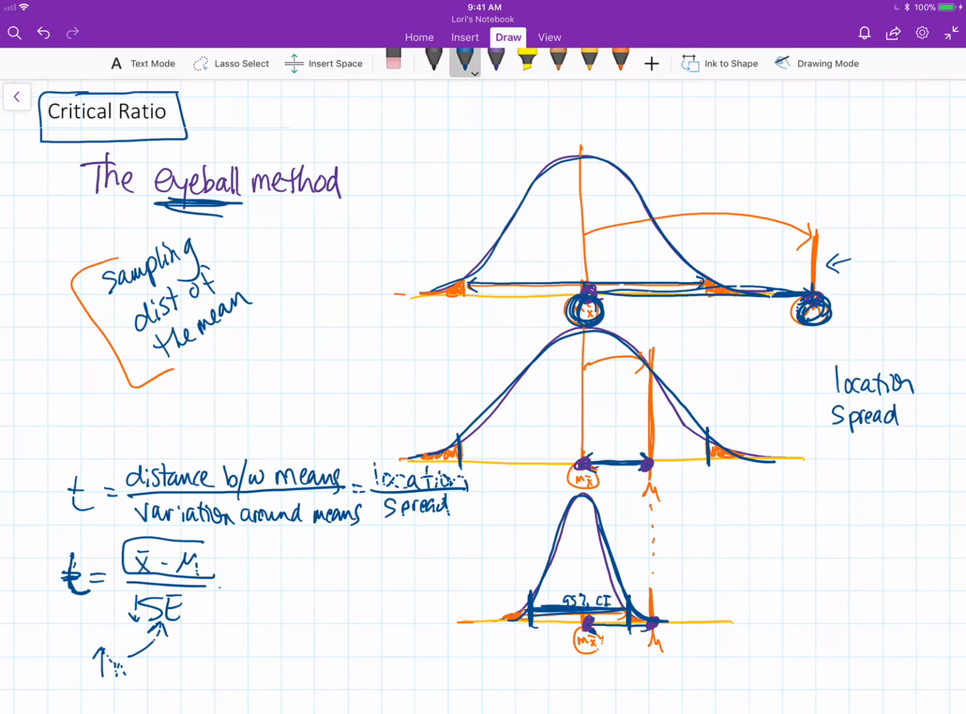So with the same distance between x bar and mu, see how this one has the same distance between those? This one looks like it's outside of that 95% confidence interval, and that's because, if all other things were equal, if the sample size was larger, then that standard error gets narrower and narrower and narrower, the 2 times the standard error. So we keep seeing that concept over and over again.